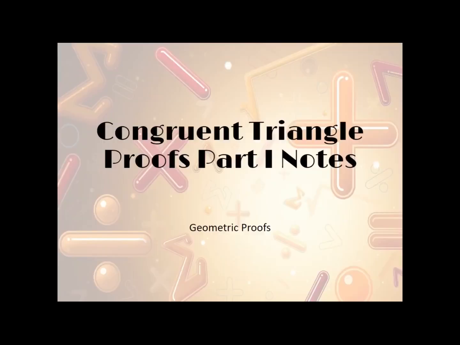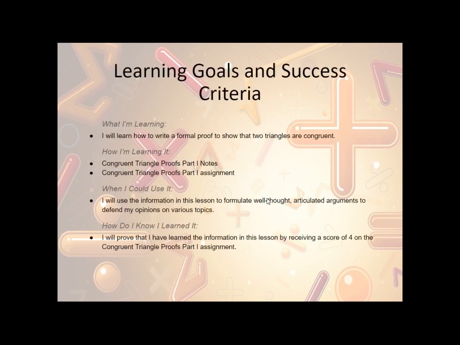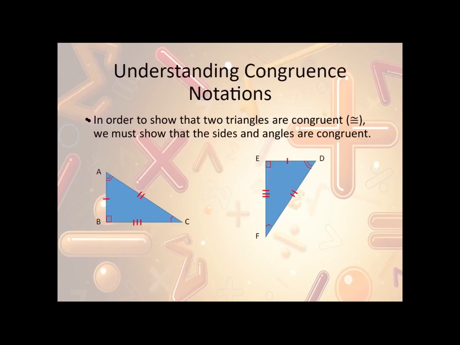Let's take a look now at the Congruent Triangle Proofs Part 1 notes. The notes begin with the learning goals and success criteria. Now, understanding congruence. In order to show that two triangles are congruent, we must show that all the sides and all the angles are congruent. So first we need to state the parts that are congruent.